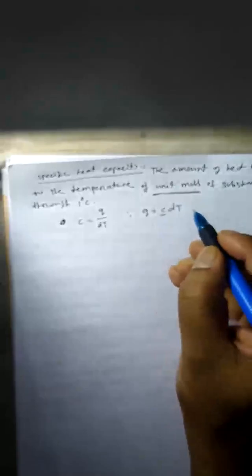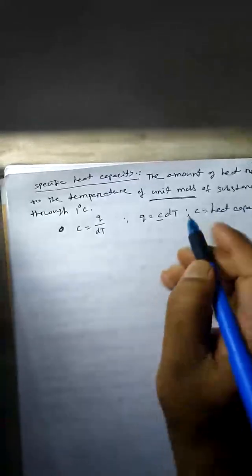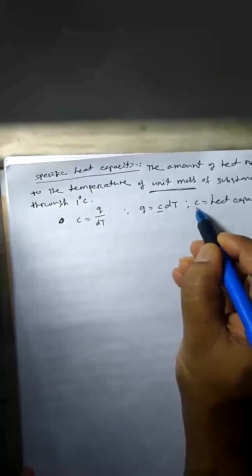We take the unity mass of the substance, and all other things remain the same. Suppose we know that heat capacity C is equal to Q by dT, from the previous discussion. Then Q is equal to C dT. C is called heat capacity. So heat capacity means the amount of the substance is present.